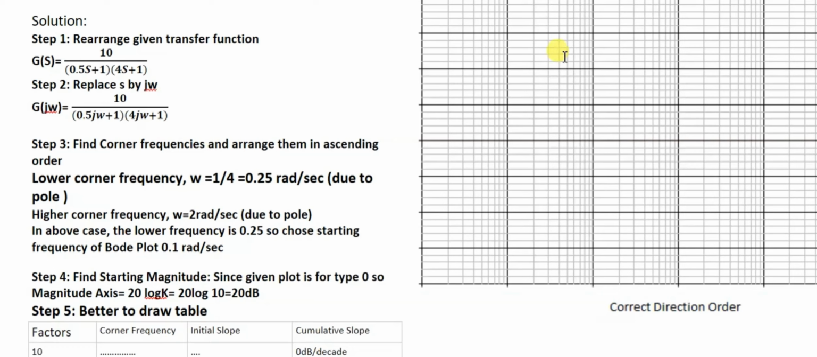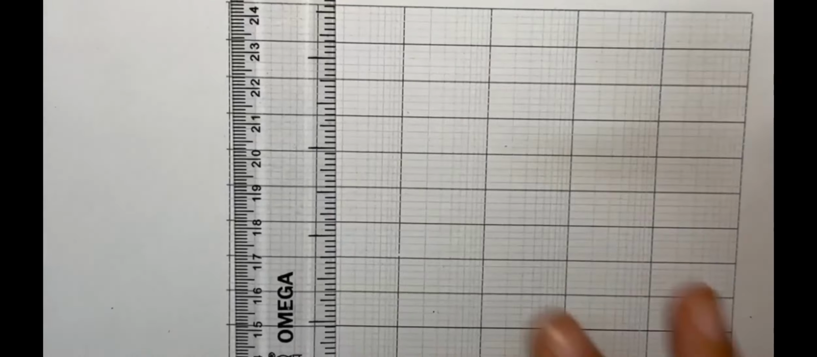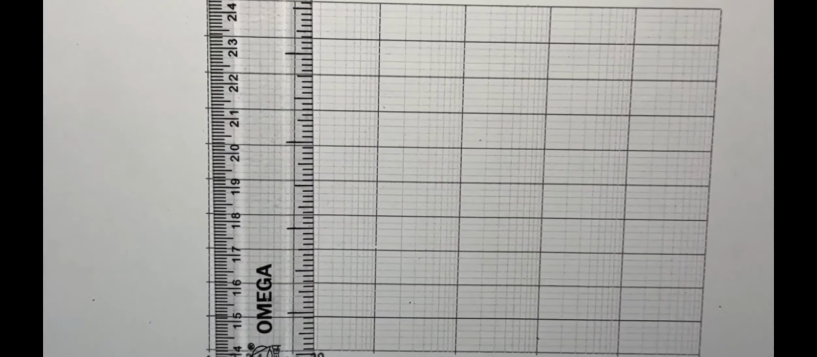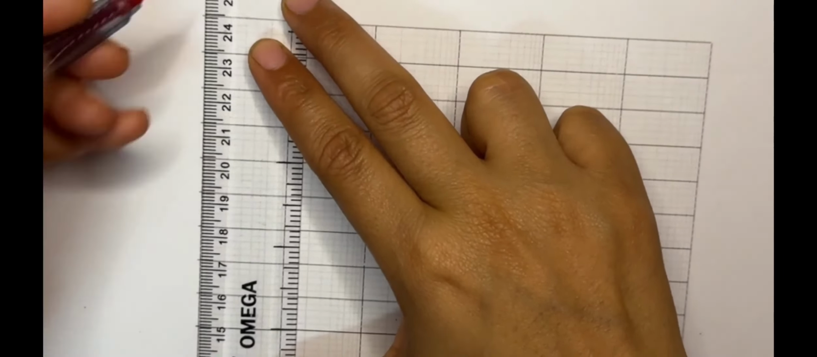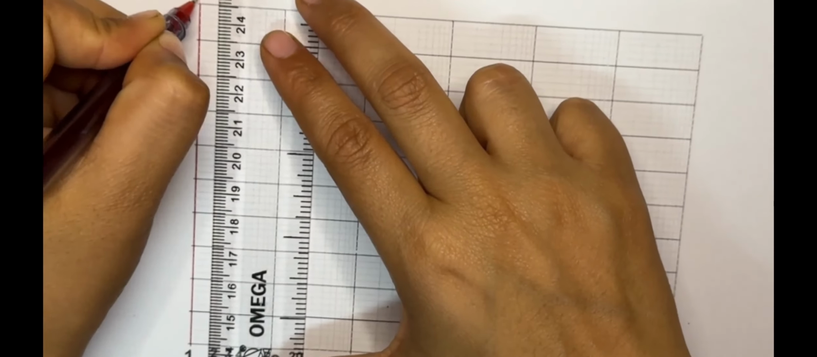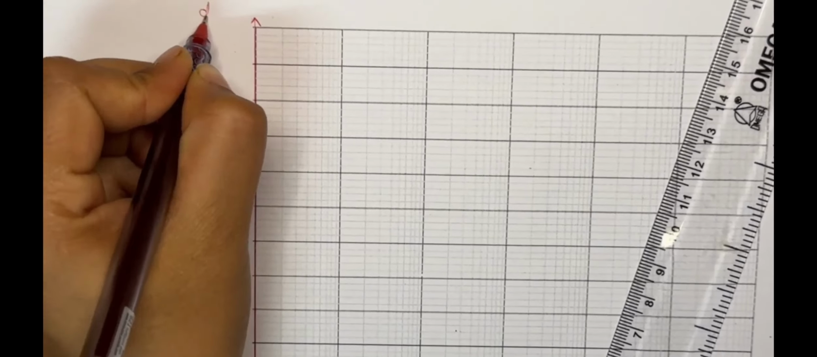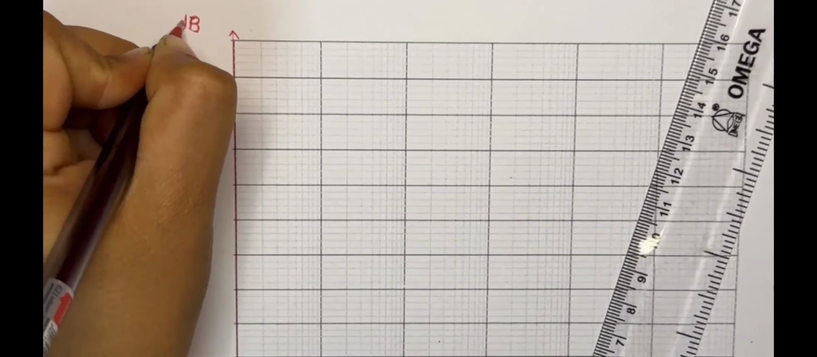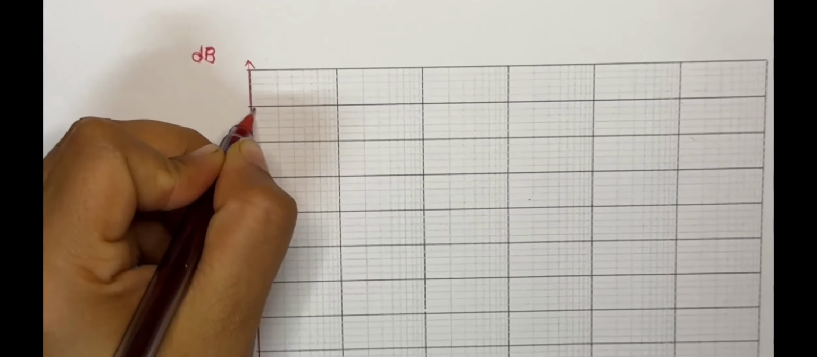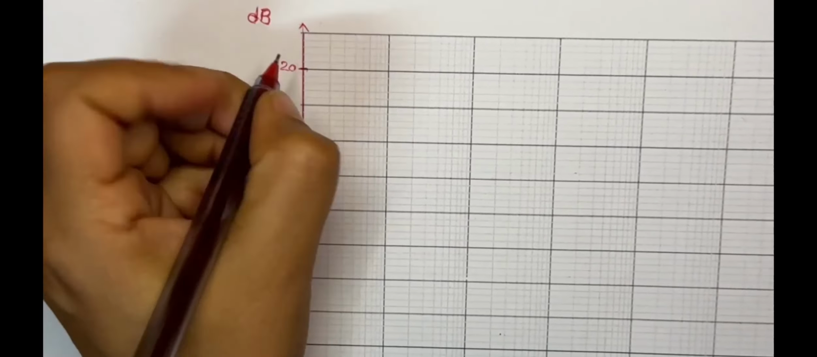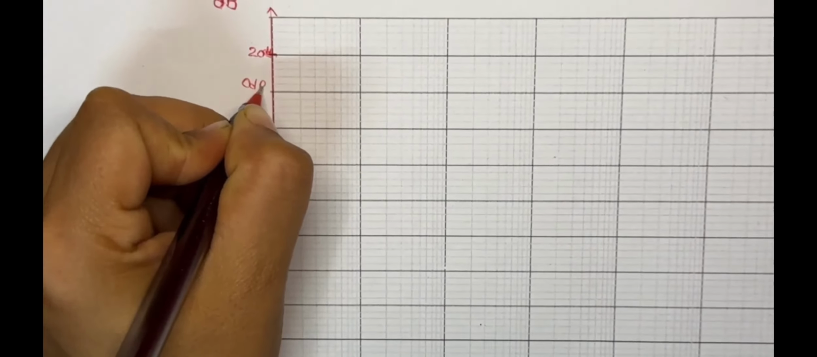After drawing this table, all we need to do is plot the Bode plot. For the Bode plot, let's consider the semi-log graph paper as shown in the video and assign the x-axis and y-axis. Our y-axis, or the vertical line, will be in decibels, and while placing it we have placed 0 dB, and one above it is 20 dB.